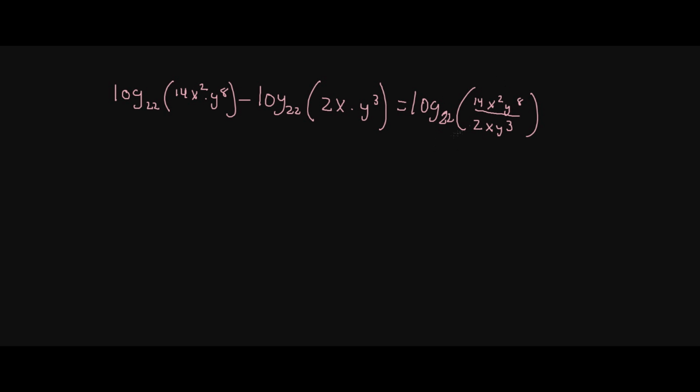Okay, and now we need to simplify this. So we're going to get log base 2 of 2. Well, 14 divided by 2 is 7, so this is going to give me 7. I have x squared and I have 1x on the bottom. That's the same thing as x times x divided by x, right? There's 2 x's being multiplied on top, 1 on bottom, 1 cancels. I'm left with an x on the top.